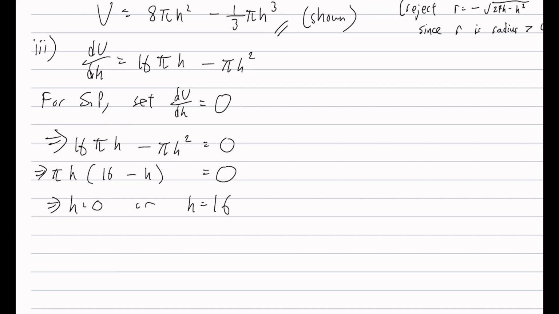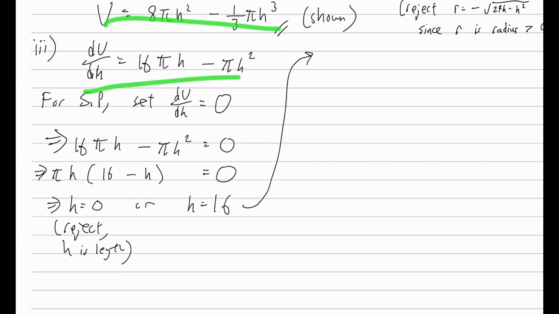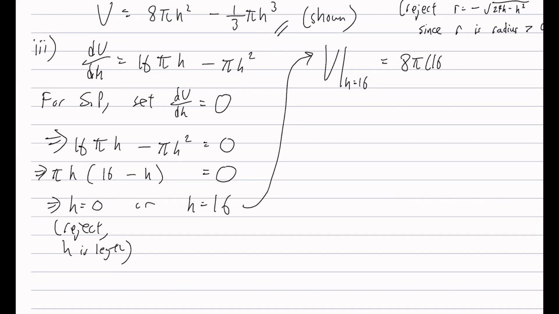Very good. So you have 2 points. H equals 0 reject as length. Then sub h equals 16 into the first one, the one you highlight, volume. Then you do get that quickly. Let's leave it in terms of pi. So we get 8 bracket 16 square minus 1/3 16 cube.